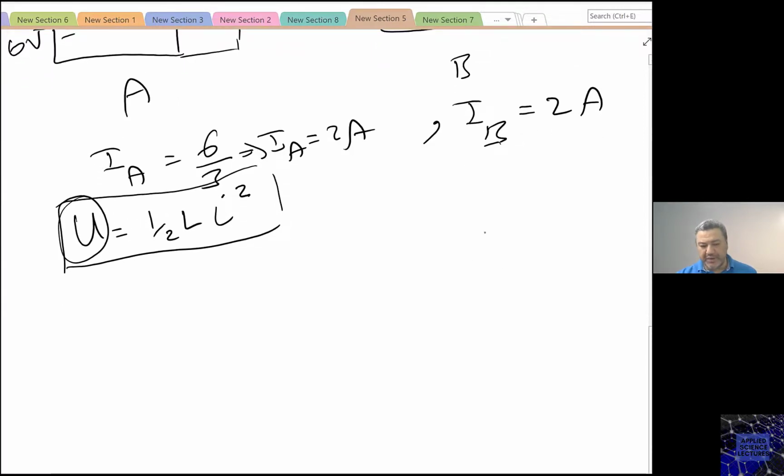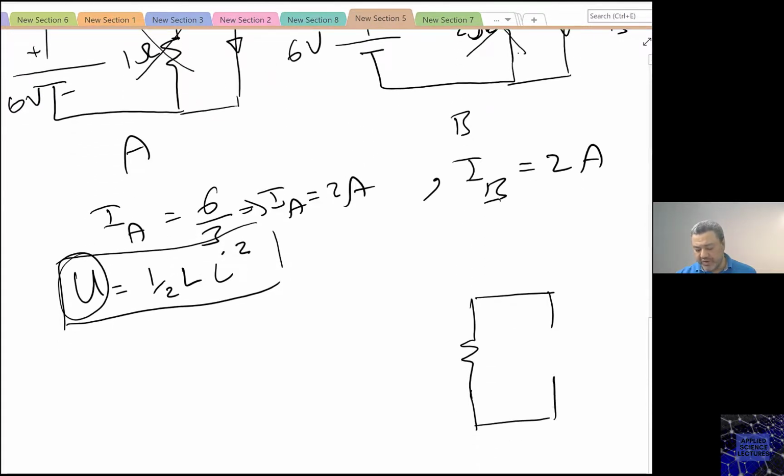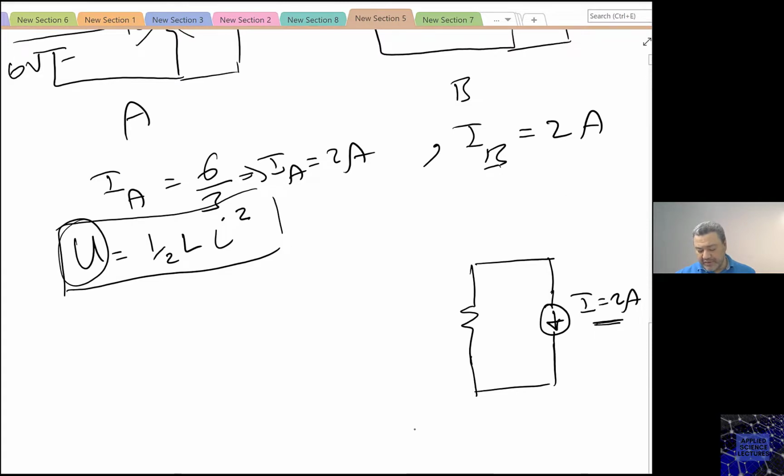what's going to happen is the following. This inductor, which had the current going through this way, will now be replaced with a current source, and the value of the current is 2 amperes. This is only at the moment right after the switch was opened, and this is for both of them.